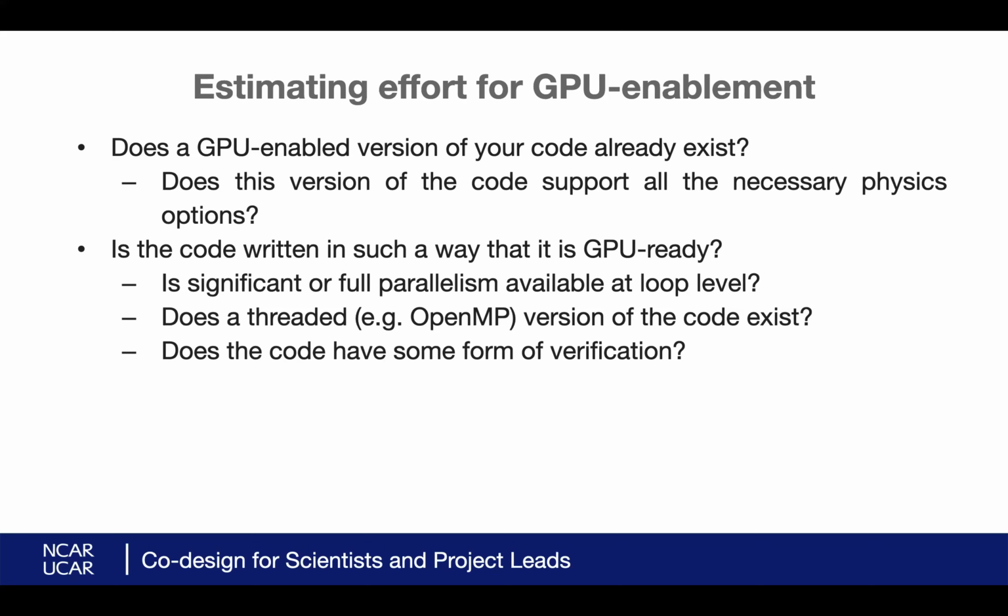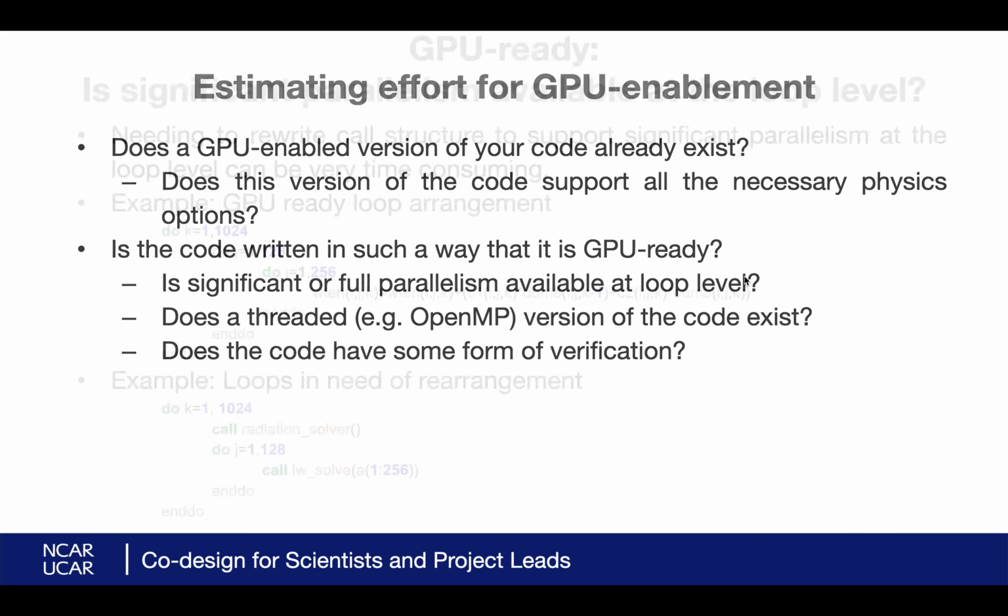The other thing to consider is really to ask the question, is the code written in such a way that is GPU ready? And what do we mean by this? There are really three conditions here. Is there a significant or a full amount of parallelism available at the loop level? Does a threaded, for example OpenMP, version of the code already exist? And does the code have some form of verification for correctness? And we can say a little bit more about what these three conditions are.